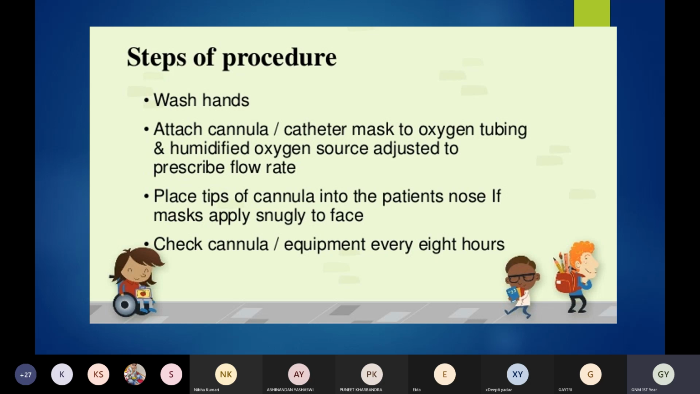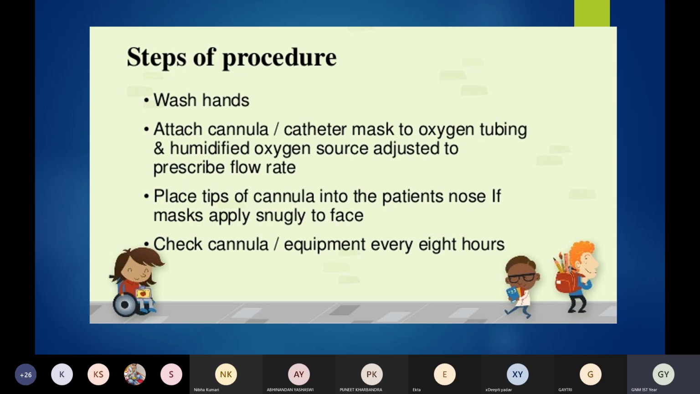Then after that, attach the cannula or catheter and mask to the oxygen tube. Okay, so the oxygen tube that is there, attach it with the mask or with the nasal cannula or catheter. Okay, and the humidified oxygen source is adjusted to the flow rate. So the humidifier bottle should be connected with the flow meter. Then place the tip of the cannula into the patient's nose. Okay, so we have fixed this.